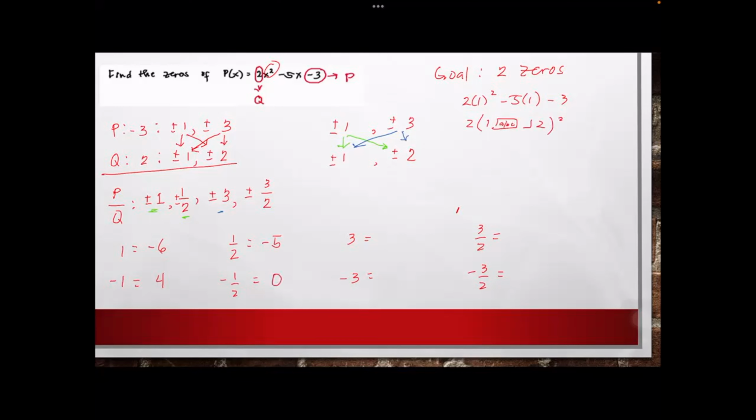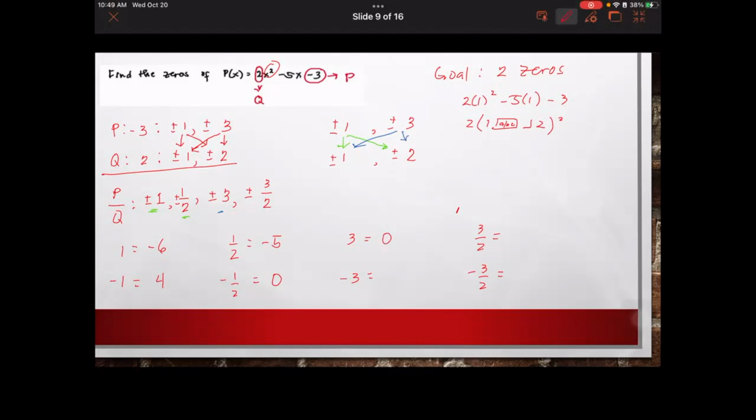For the positive 3, may sagot ka? 0 po. So, dalawa na yung 0 natin. So, we have to stop na, kasi dalawa na yung 0 natin. Never mind the others. Then, drawing ka lang ito para masulatan tayo.